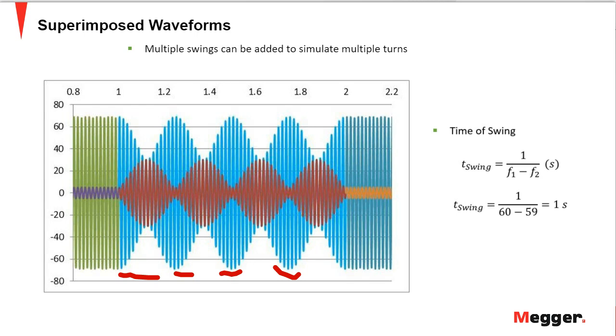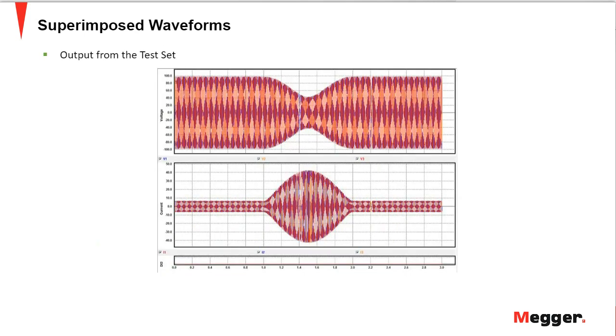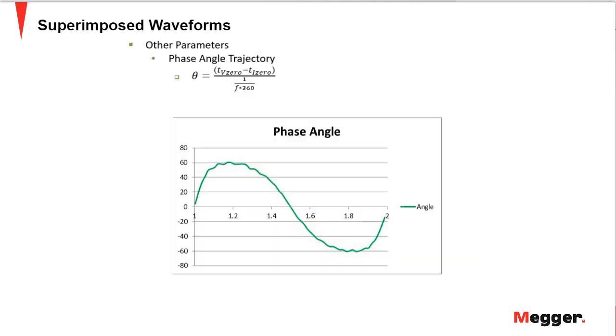inverse of the difference between the frequencies. This would be the time of the swing, or the period, and then we can say how many swings we want. This is the actual output from the test set. When you do that, this would be what the phase angle is doing.